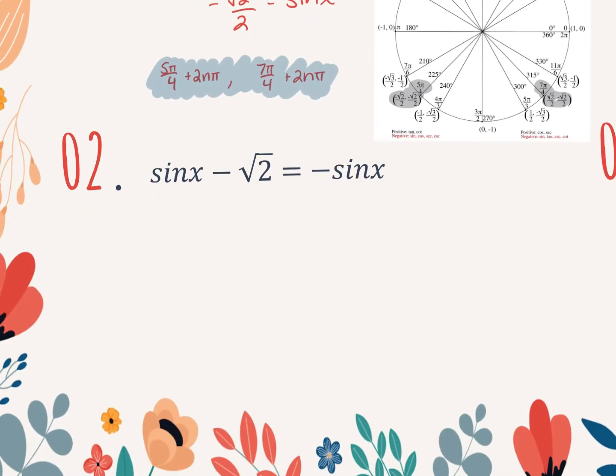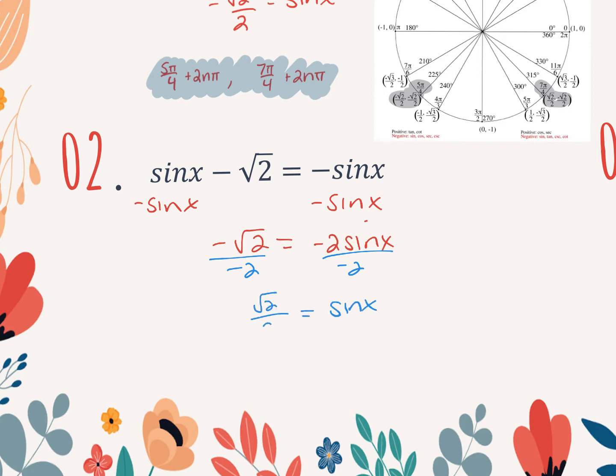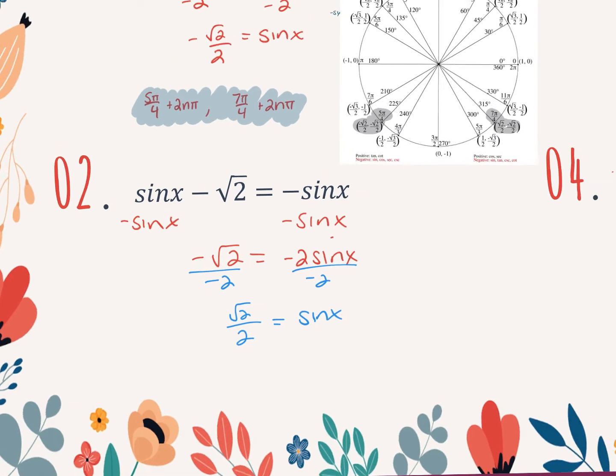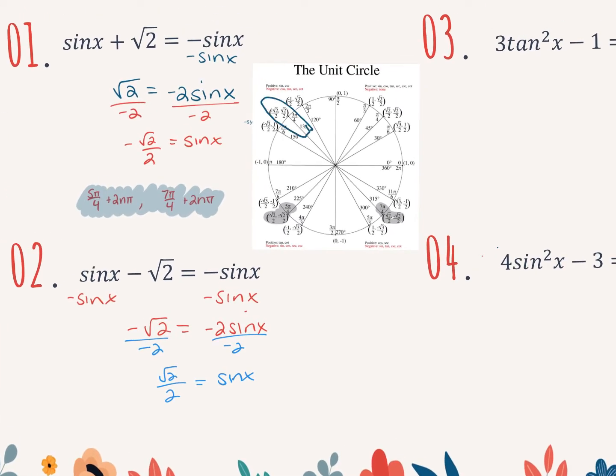All right, what's different with 2? It's subtracting. So if I do the same thing I did before, and then divide by negative 2, I get the sine of x equals negative divided by negative, so square root 2 over 2. So now I'm looking at the other angles, right? Where it's positive square root 2 over 2: pi over 4, and 3 pi over 4. And to those I add 2n pi.